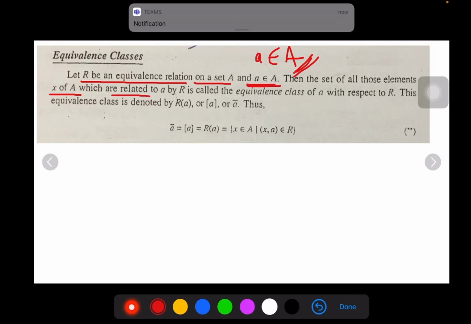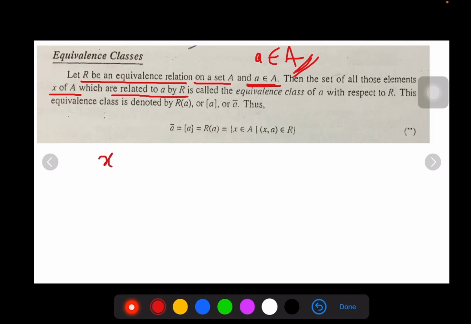Which are related by A. What is the meaning of related by A? X R A. So how do I read this? X is related to A, or A is related by X. So you have to look into all the elements of this kind which are there in the first element of the ordered pair. You have to check for all these elements, which are all the elements which are related to A.